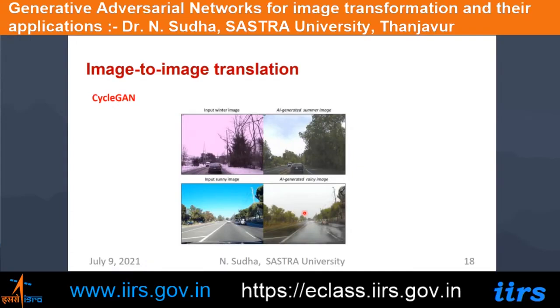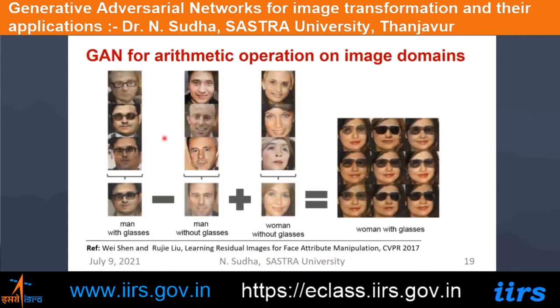Another application of GAN is that it can nicely perform arithmetic operations on the image domains. That means it is not the actual arithmetic operation, but on the image domain, it is something different. You are given men with glasses and men without glasses, and it will try to identify the residual image. That's what is published here, learning the residual image for face attribute manipulation.